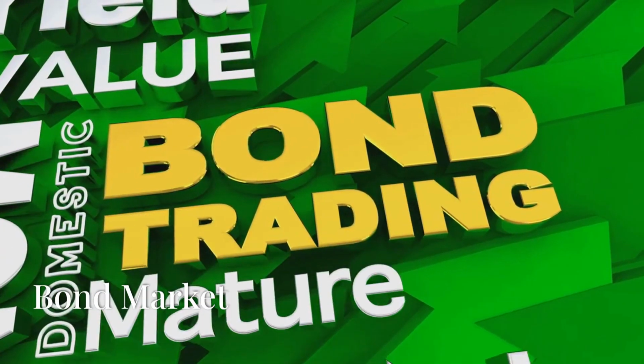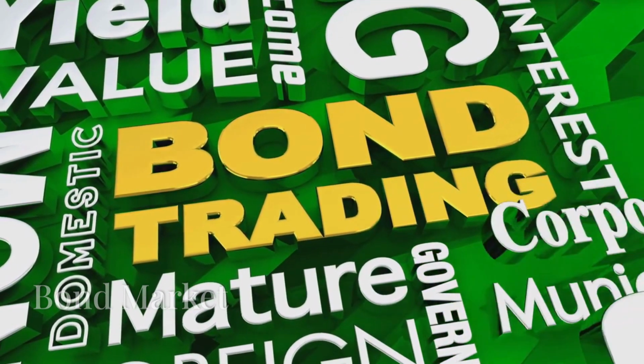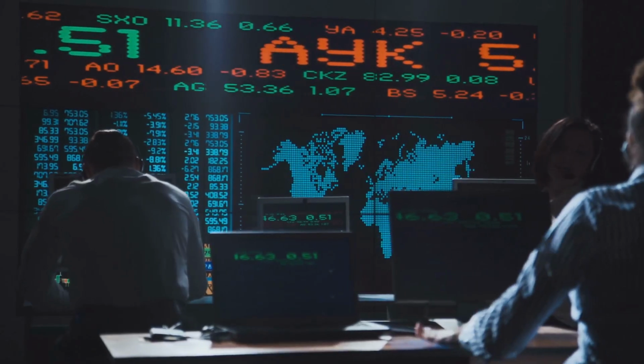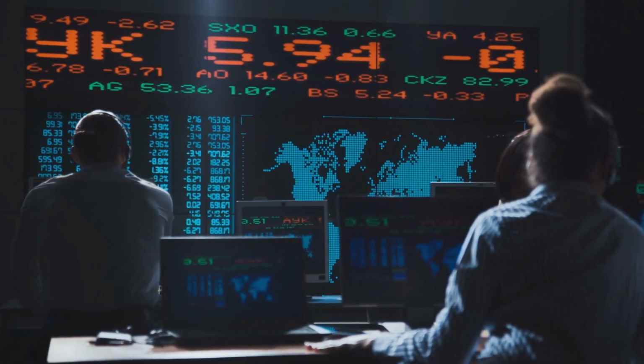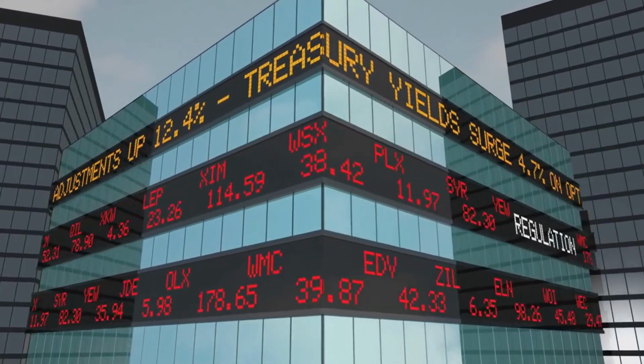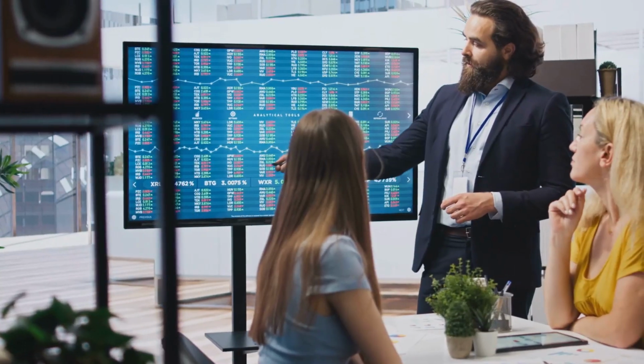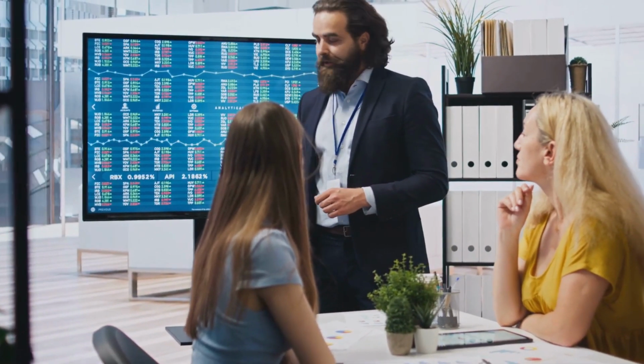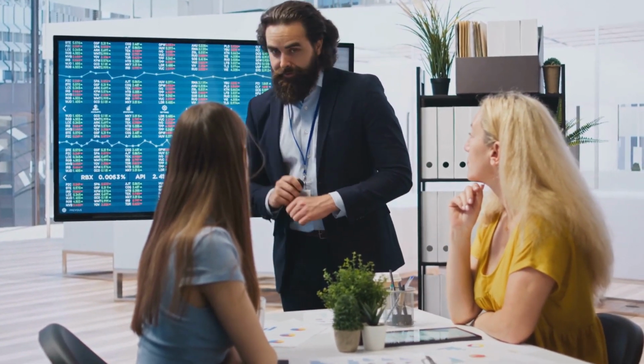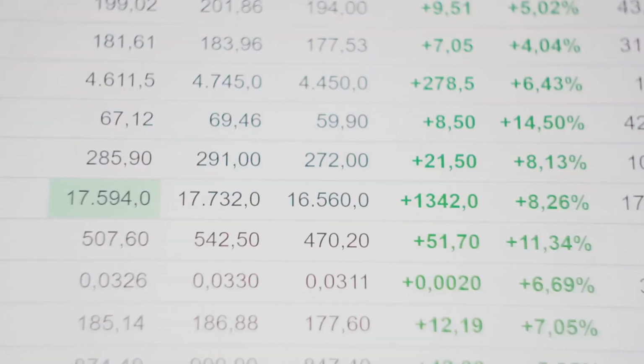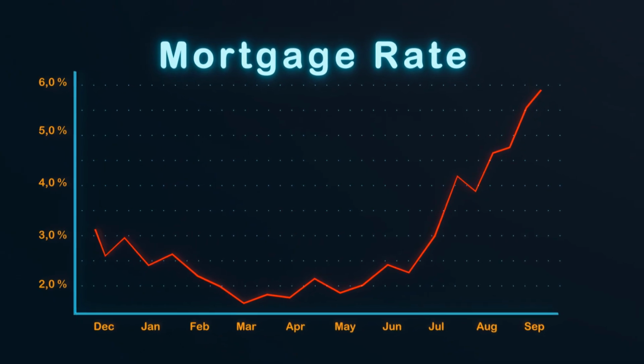Mortgage rates are closely tied to the yield on 10-year U.S. Treasury bonds, which are seen as a benchmark for the broader bond market. When Treasury yields rise, mortgage rates often follow because investors require higher returns to compensate for the risk of lending over a long period. Conversely, when Treasury yields fall, such as during times of economic uncertainty or recession, mortgage rates tend to decrease as well.